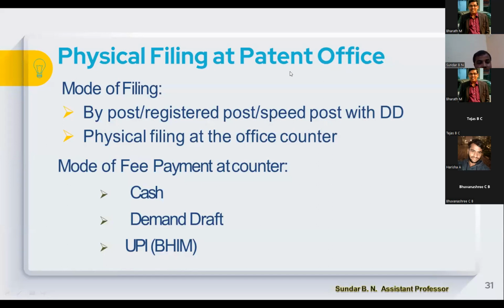Instead of going to the office, you can also post, which is not electronic mode. One thing, physically you can go, and another thing, you can make a post, registered post or speed post, with a DD. You have to draw a DD with the prescribed fees. You can also file physically at the office counter. Payment may be cash, demand draft, or UPI, also available nowadays.